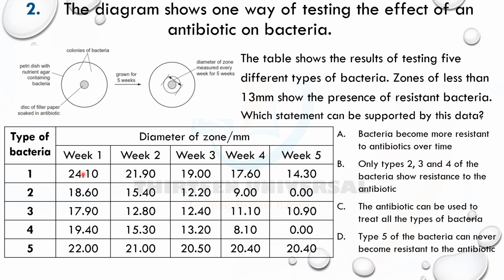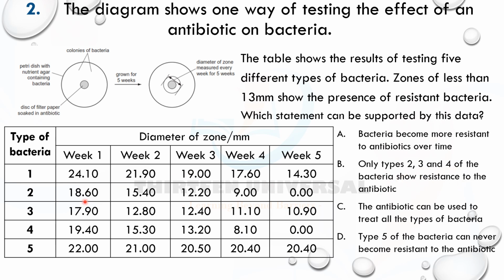But over time, bacteria 1 does not become more antibiotic resistant, because till week 5 it is still more than 13 millimeters. Bacteria 2 shows a trend, 3 shows a trend, 4 shows a trend over time, but 5 does not. So 5 and 1 do not show the trend, and we eliminate A. B says only types 2, 3, and 4 of the bacteria show resistance to the antibiotic.